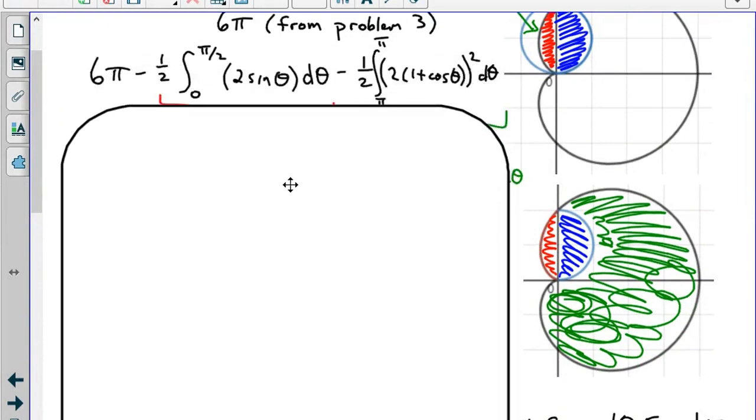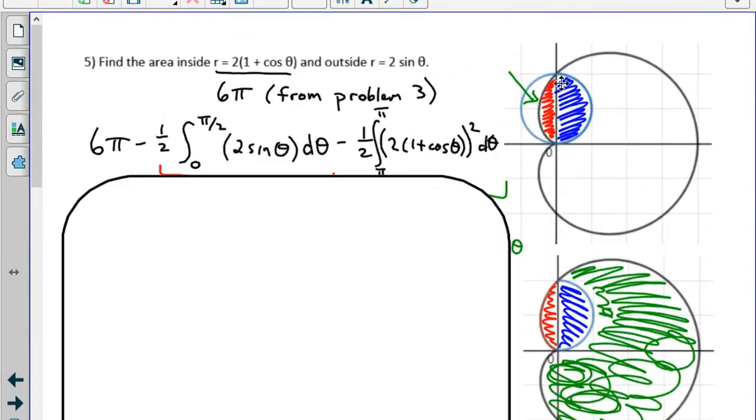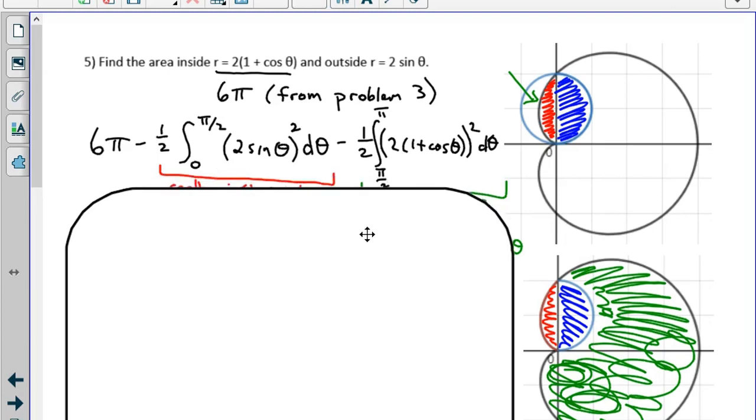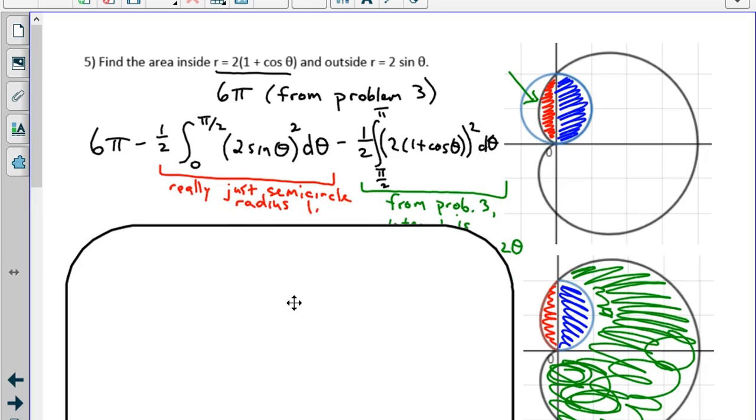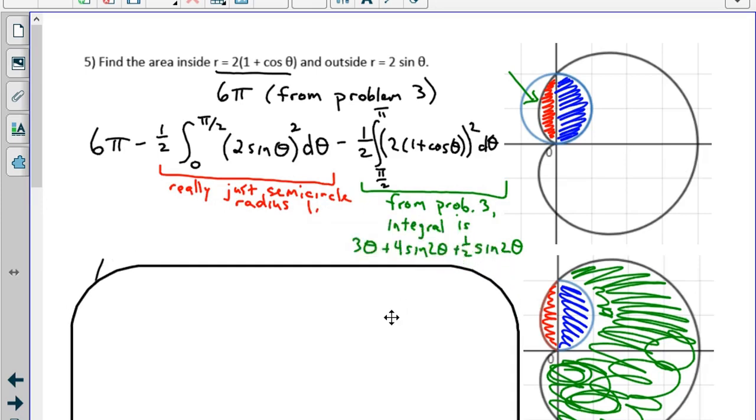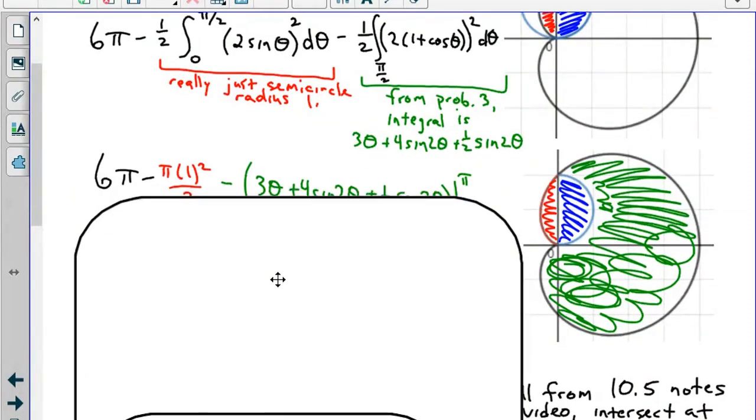So I'm going to take the area of the entire cardioid, then subtract the area of this half circle, which is 1/2 times the integral from 0 to 2 pi of 2 sine squared, I forgot to write the squared, my bad, minus 1/2 times the integral from pi over 2 to pi of the cardioid. So that's the red section. Really, this is just a semicircle of radius 1. And from problem 3, we know that that integral is 3 theta plus 4 sine theta plus 1/2 sine 2 theta. That'll make our lives way easier instead of recalculating everything.